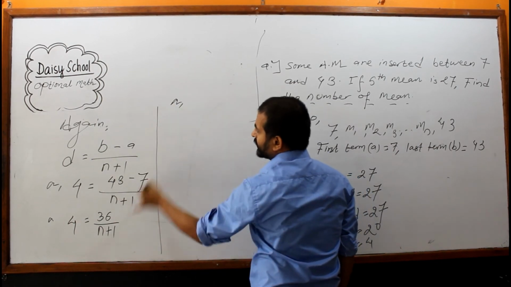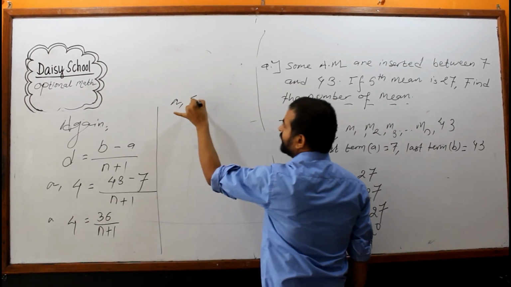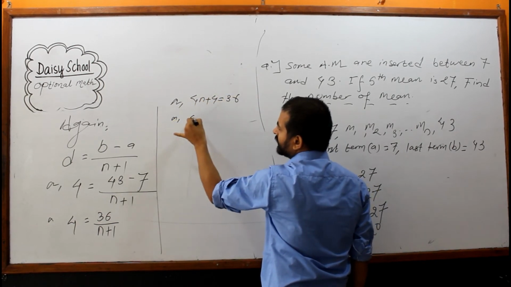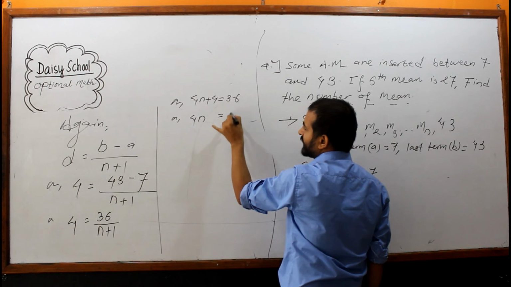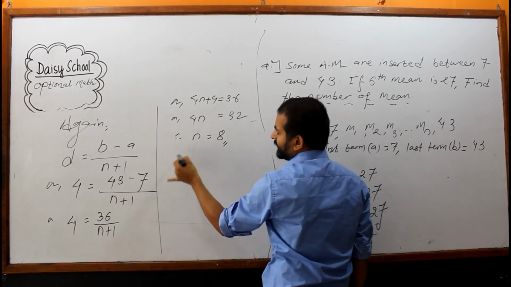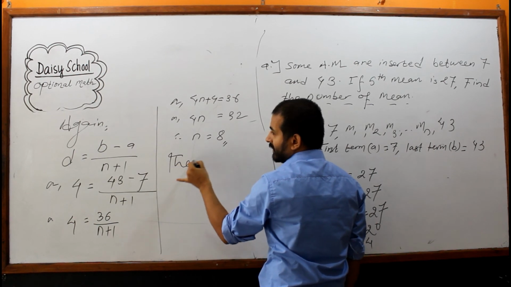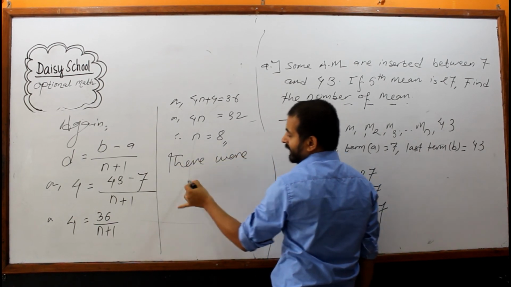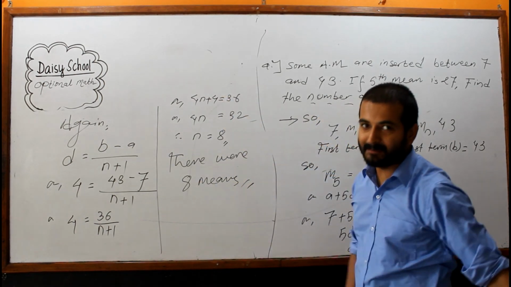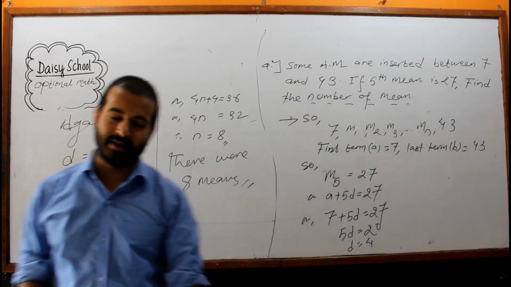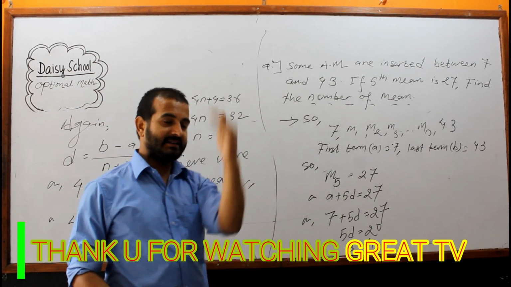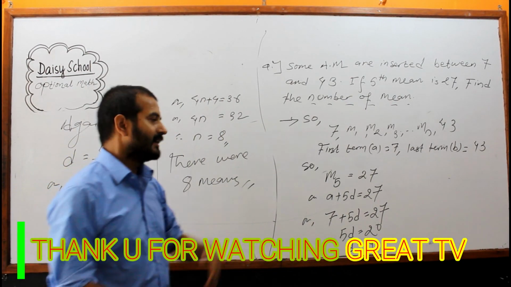Please continue here, cross multiply. 4N plus 4 equals 36, or 4N equals 36 minus 4, which is 32. Therefore N is equal to 8. It means there were 8 means. This is how we have to find it. So my dear students, now I close the topic of arithmetic series. Next time we will talk about geometric series. Thank you.